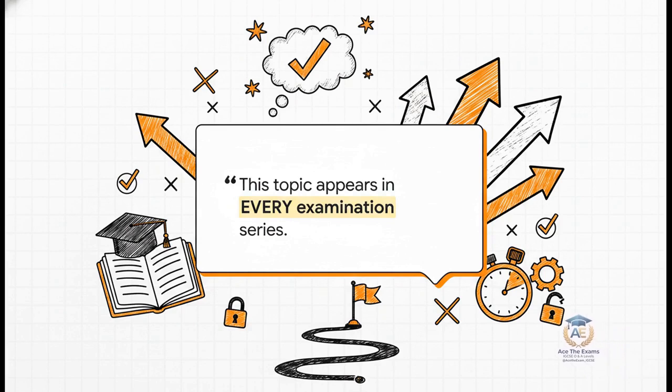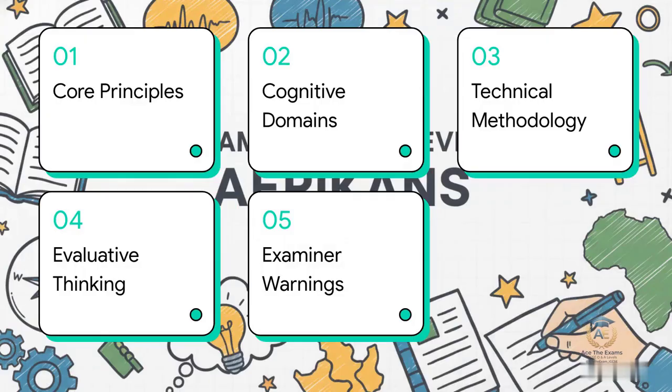So since we know it's coming, we have the perfect strategic opportunity to prepare for it and completely lock in those 9 to 15 mark questions before we even step foot into the exam room. The examiners are literally waiting to see who has prepared for this inevitably and who is just winging it. We do not wing it here. Here is exactly how we are going to conquer this today. We'll start with the core principles, move into the cognitive domains, break down the technical methodology, master evaluative thinking, and finally, cover the top examiner warnings.